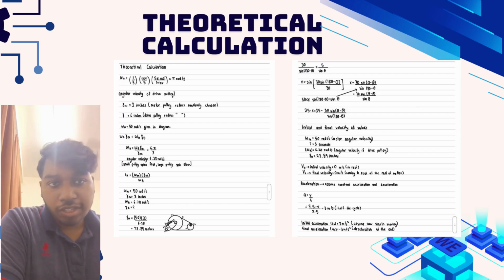Now we assume that the acceleration is 3 meter per second square. Positive is during the forward motion and negative is during the backward motion. So that's what we got from the answers.